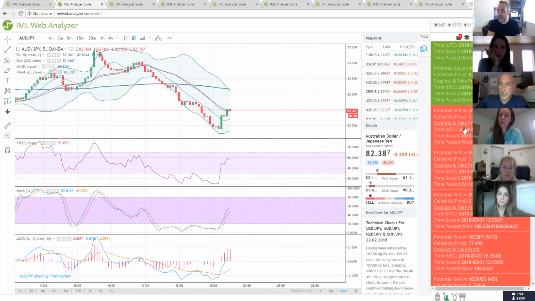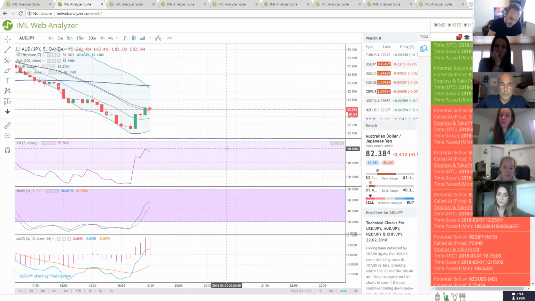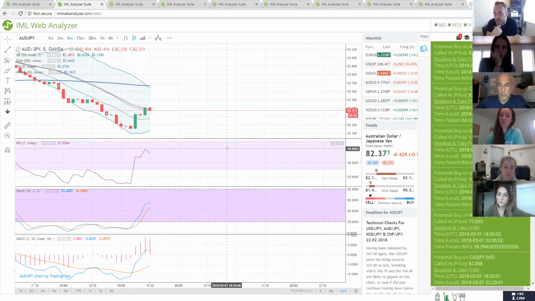The green ones are buys, the red ones are sells. Okay. Another piece of advice, don't watch the chart after you make a trade. It's going to drive you insane.